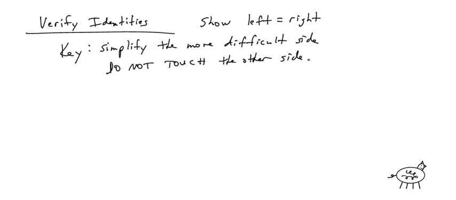Before we actually get started, we've already talked about ways to simplify things, right? You turn it into sines and cosines. You multiply by the conjugate. You get a common denominator. A lot of different things to simplify some of these identities. So let's talk about one thing here: which is more difficult?